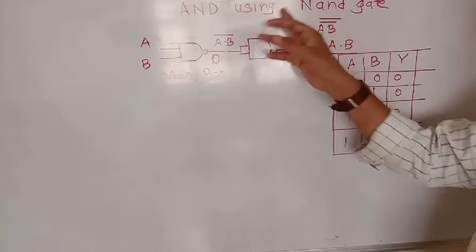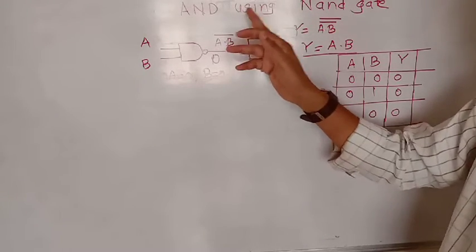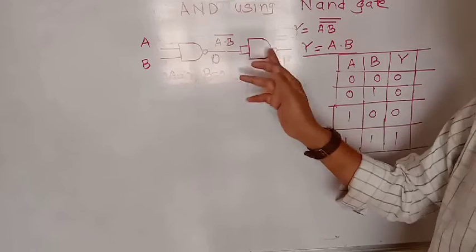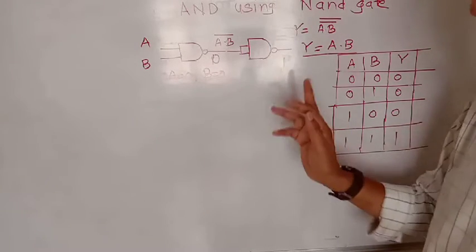So this is AND using NAND. Here for AND using NAND, 2 NAND gates are required. The second NAND gate is used as a NOT gate.